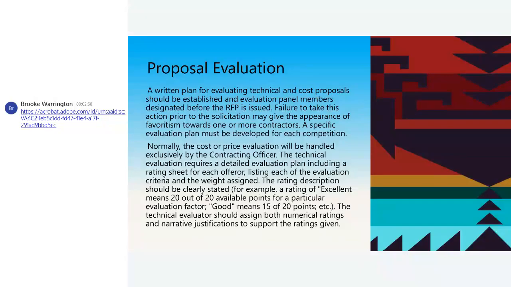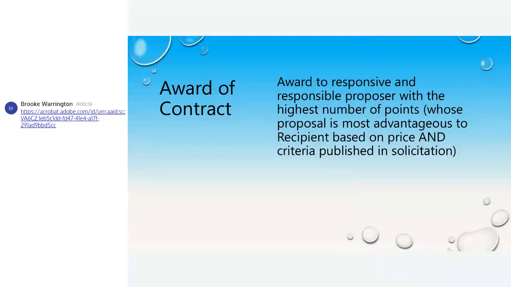Your technical evaluation requires a detailed evaluation plan, including a rating sheet for each offerer, listing each of the evaluation criteria and the weight assigned. The rating description should be clearly stated. For example, a rating of excellent means 20 out of 20 available points for a particular evaluation factor. Good means 15 to 20. The technical evaluator should assign both numerical ratings and narrative justifications to support the ratings that they give.